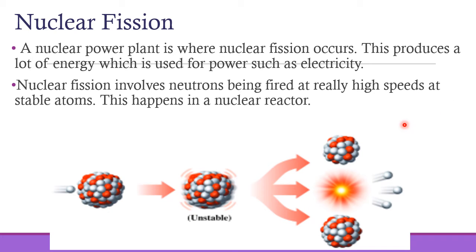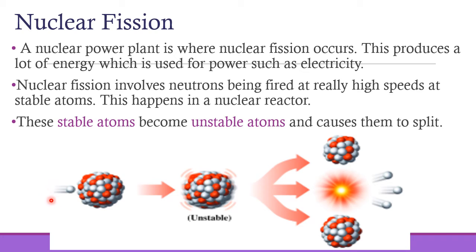Now, what is nuclear fission? Nuclear fission involves neutrons being fired at really high speeds at stable atoms. And this happens inside a nuclear reactor in a power plant, as this diagram shows below. So I'll explain this in a second.